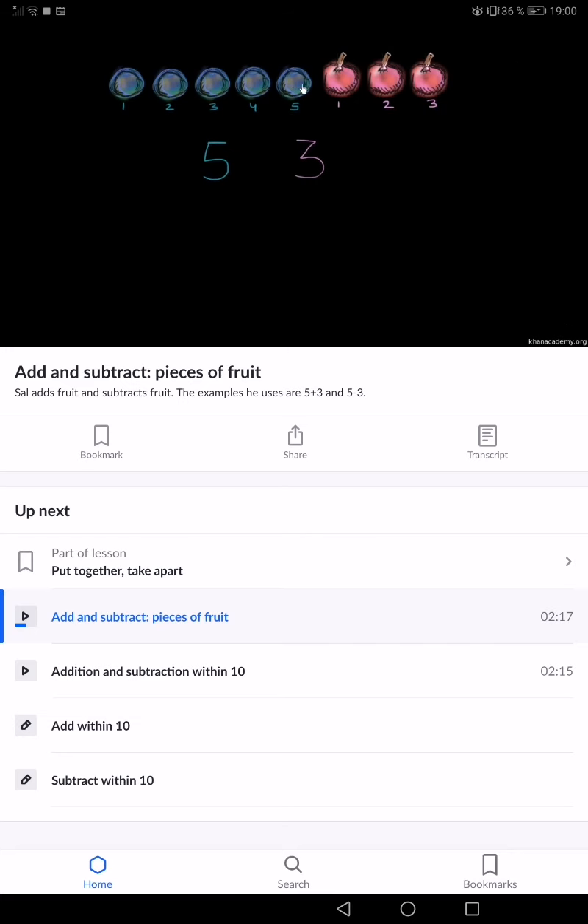5 blueberries. And now I have 3 more. I'm going to add 3. I'm going to get a larger number of fruit. I start with 5. I'm going to have 3 more. So I'm going to add 3. And so how many pieces of fruit do I have? Well, what's 5 plus 3? It's 1, 2, 3, 4, 5, 6, 7, 8 pieces of fruit.